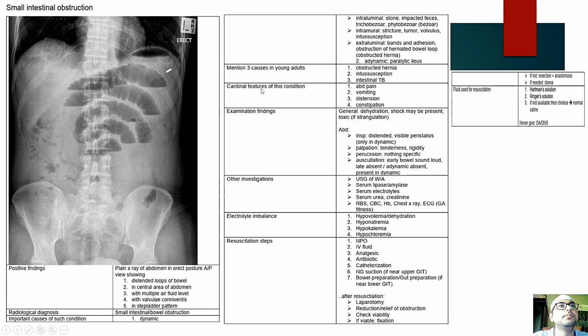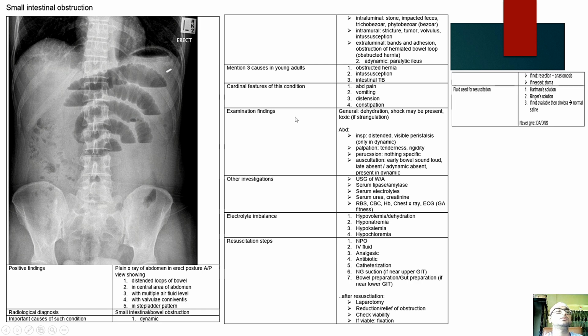Okay, so mention three causes in a young adult. That means if this is a young patient, what may be the causes that can happen here? That may be obstructed hernia, most common, intussusception, which is common in children, but in case of adults there may be a pathology. Okay, and intestinal TB or tuberculosis. So cardinal features of obstruction are very common. We all know: abdominal pain, vomiting, distension, and constipation. And the cardinal features of this patient are already done.